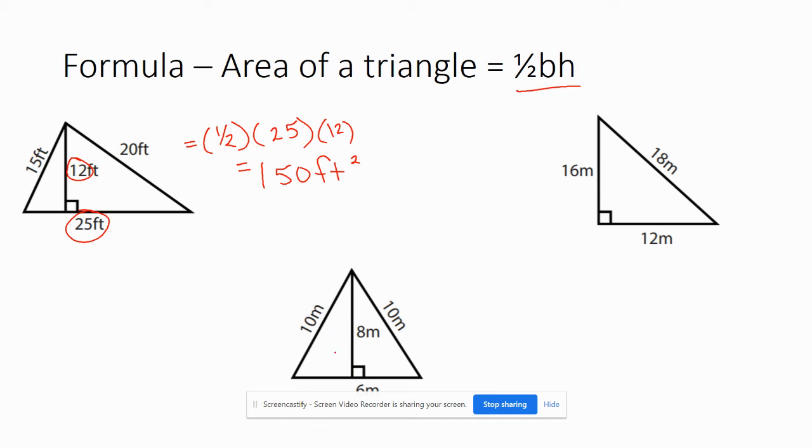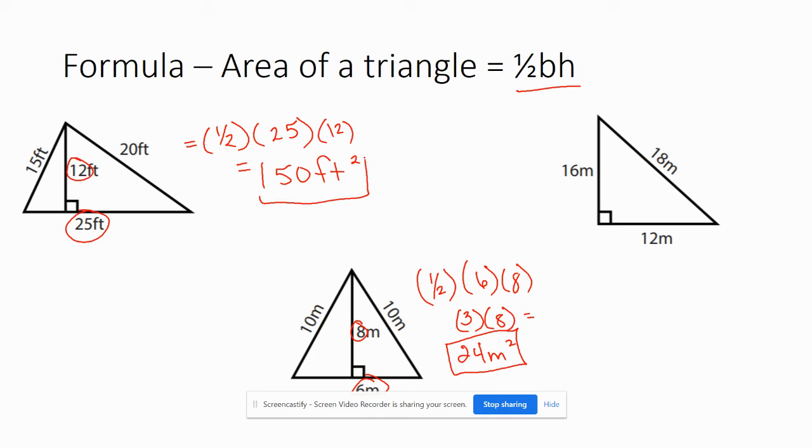All right, let's do this one on the bottom. Base here is 6. Height is 8. So let's do it. Half times 6 times 8. I can do this one on paper. Half times 6 is what? 3. So 3 times 8 is 24. And we're talking about meters here. So 24 meters squared. Don't forget to put meters squared. Okay. And the last one.